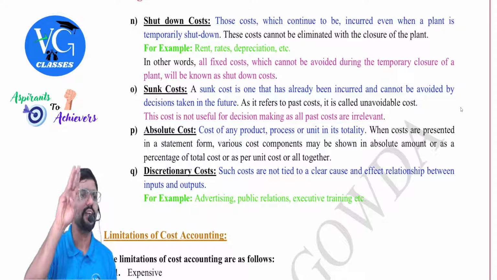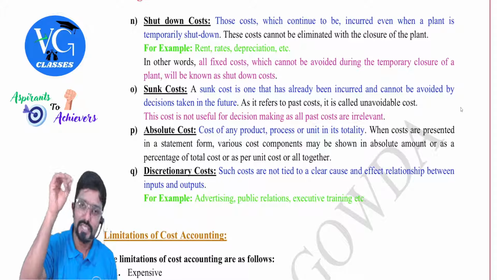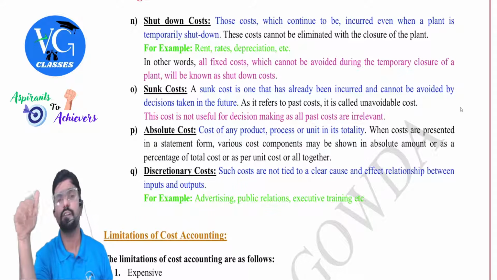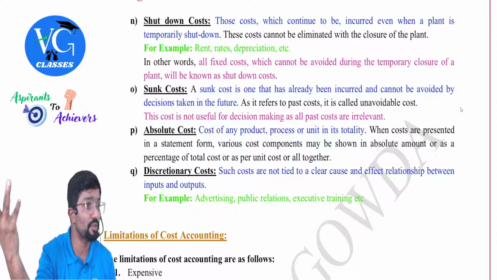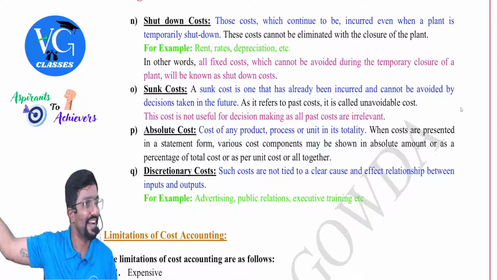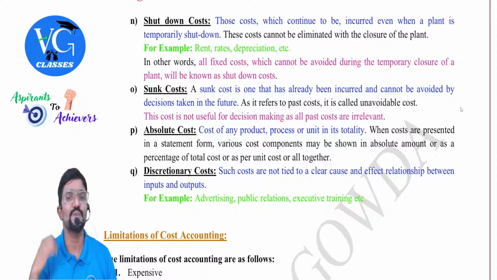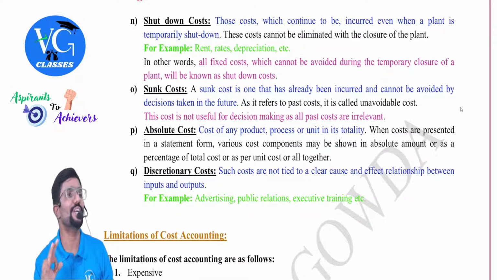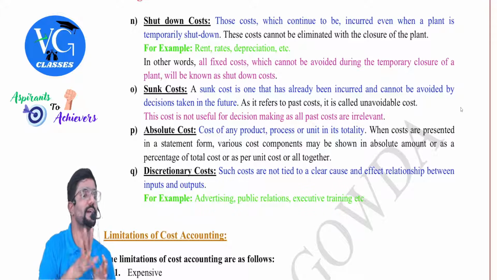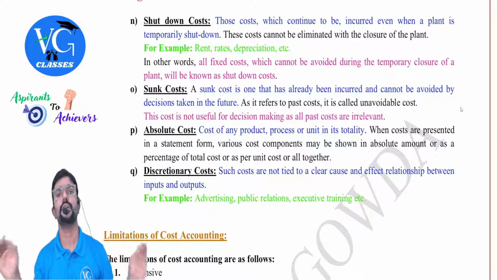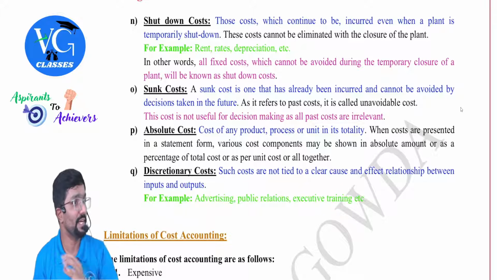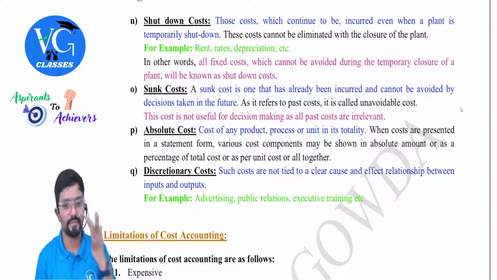In that case, when I close down the business for 3 months, I will still continue to incur some expenses, like rent, or even salary for a few employees, even though they are not working, because they will have to continue working with me next year. No, I cannot remove them. So those expenses we call what? Shutdown cost, which continues to be incurred even after the temporary shutdown of the business. Please be careful, I am using the word temporary. It is not a complete shutdown.